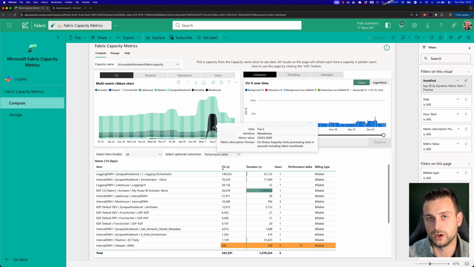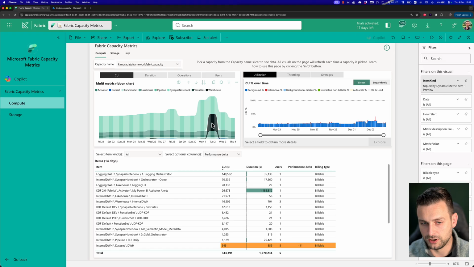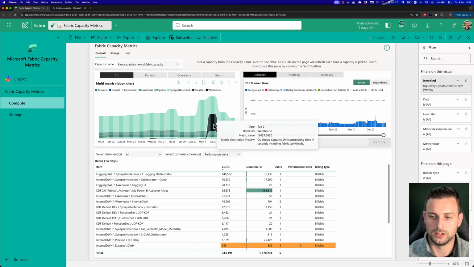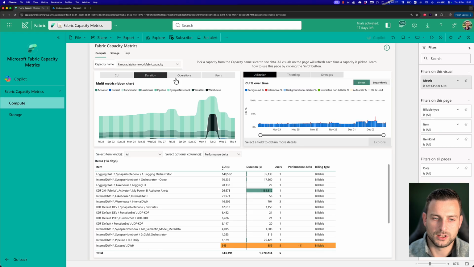I don't know why there was a big spend on Warehouse, but at least we can see that there is a spend that is going up. And probably a large part of that is coming from a Warehouse item. Okay, that's one. Then we have a few different tabs here.